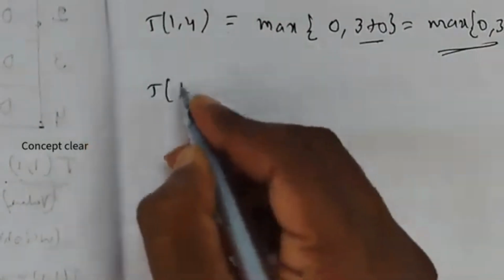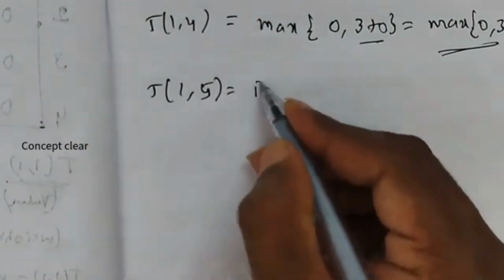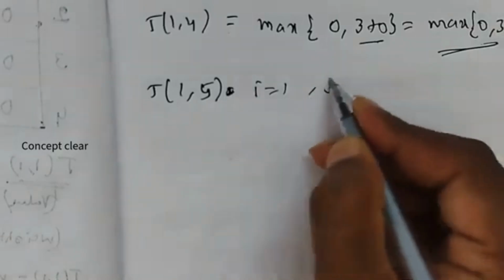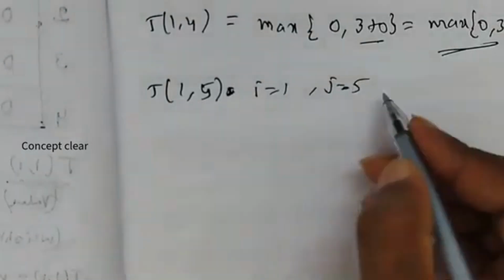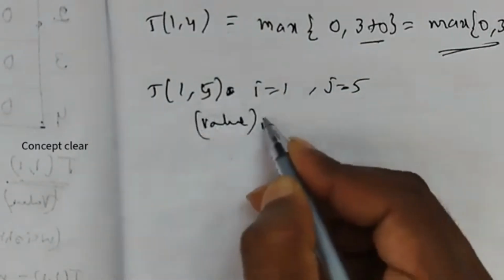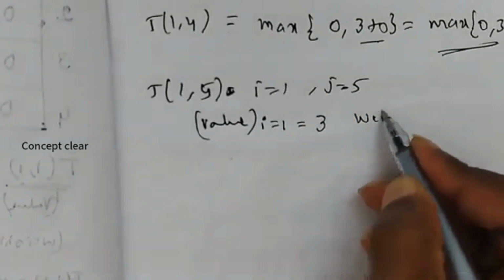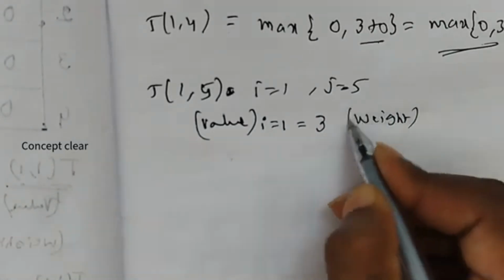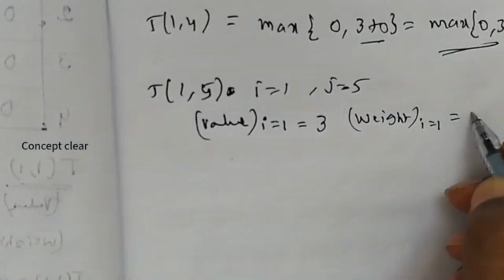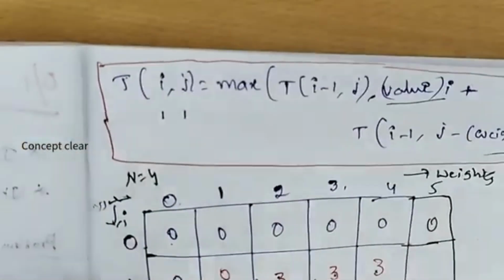And like that, t of 1 comma 5. What is t of 1 comma 5 here? i equals 1, j equals 5. Value of i equals 1 is 3, and weight of i equals 1 is 2. Okay, we have to substitute these values into the equation.